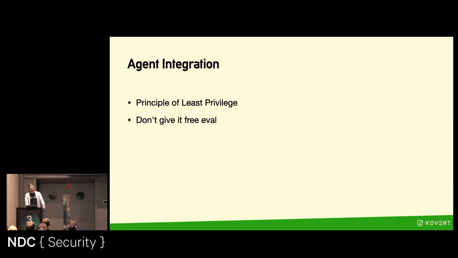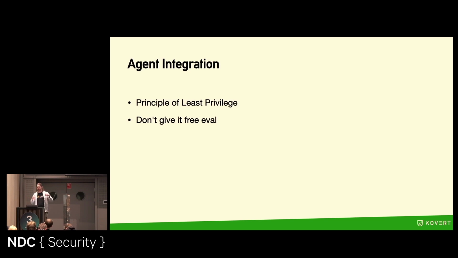Whenever you are integrating these agents, think about the principle of least privilege. The AI or a large language model that a user interacts with should not be able to do something that the user couldn't do on their own. So if you have a chatbot and it can help a user reset their password, the large language model shouldn't be able to reset the password on its own. But it should be able to do so using the same things that the user would do.